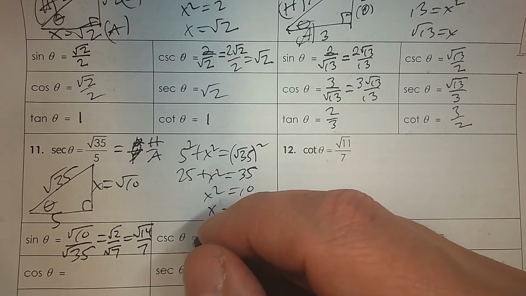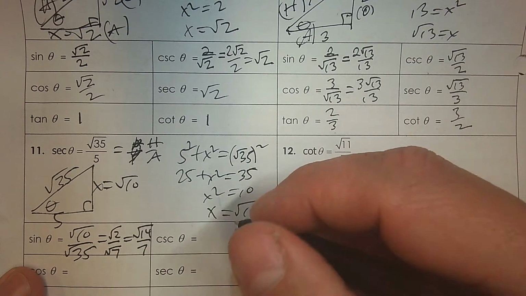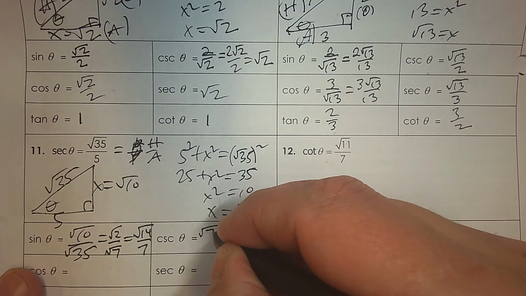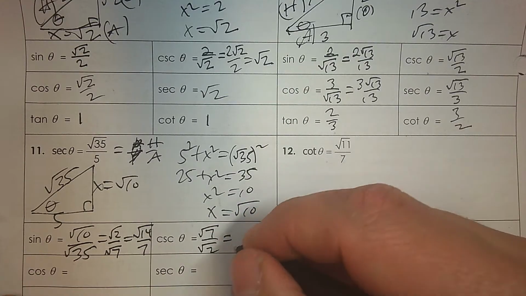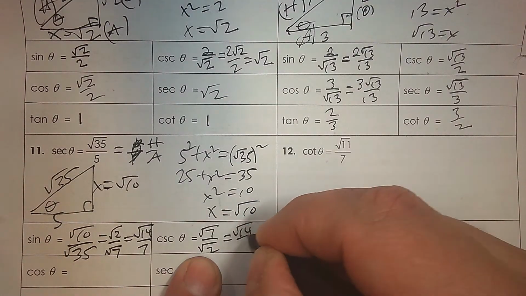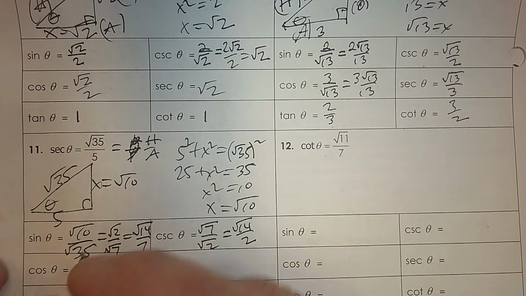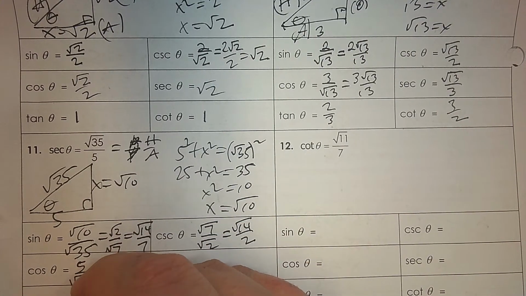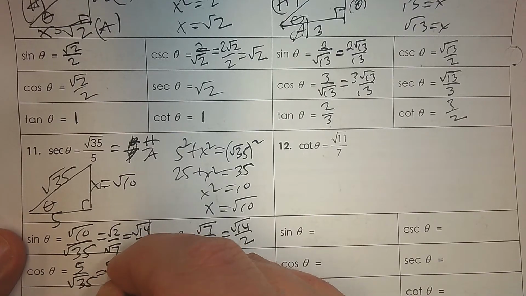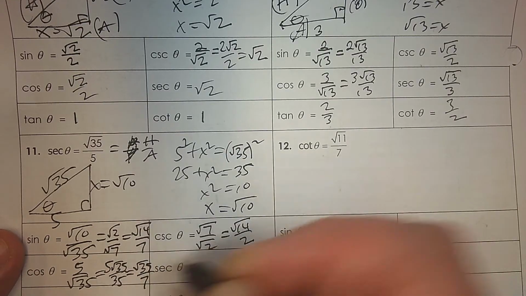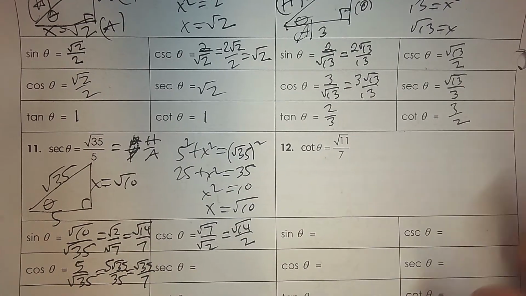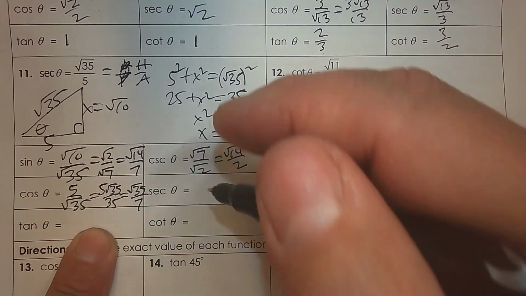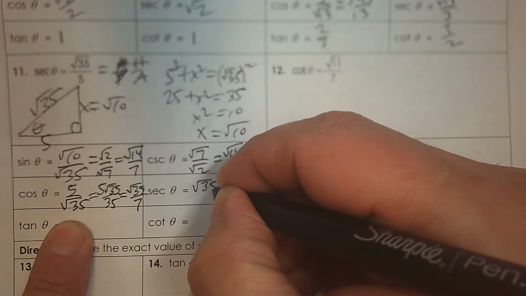Cosecant's the reciprocal of that. So that would be root 7 over root 2. When you multiply by root 2, it would be root 14 over 2. Cosine is 5 over root 35. So that becomes 5 root 35 over 35, which is root 35 over 7, because 5 goes into 35 7 times. Secant is the reciprocal of that, root 35 over 5, and you can let that go.